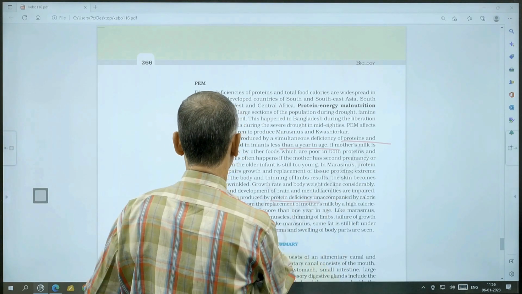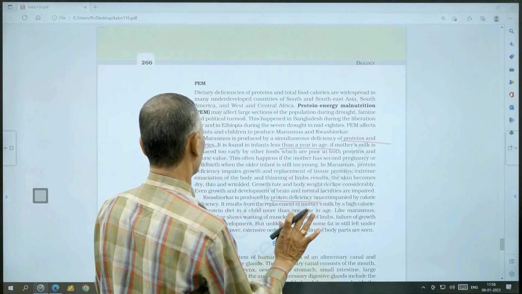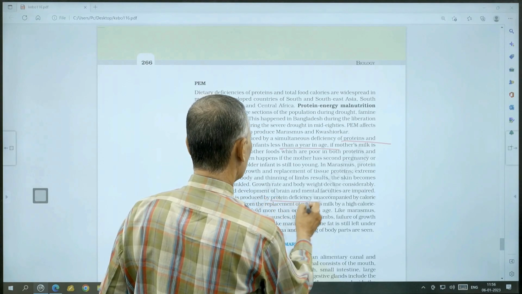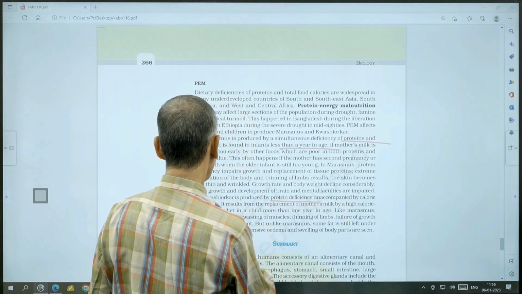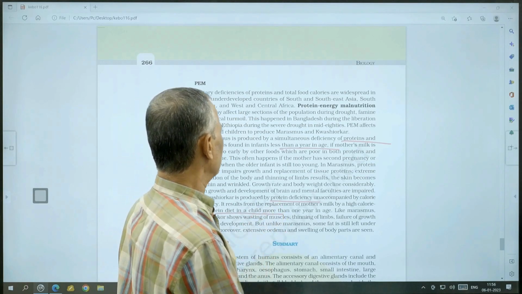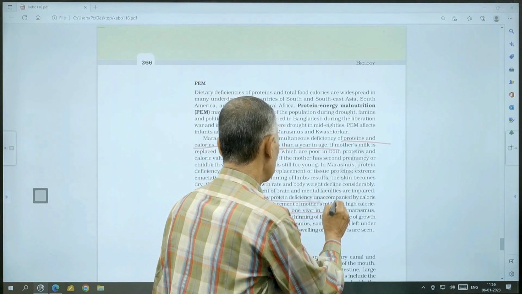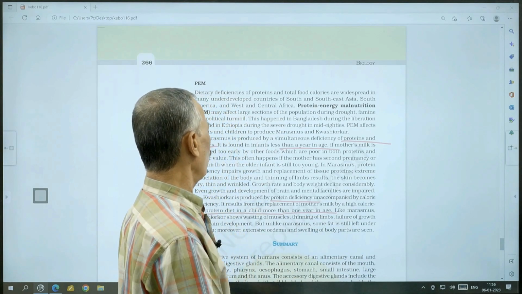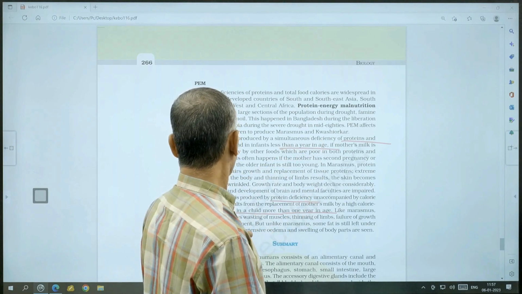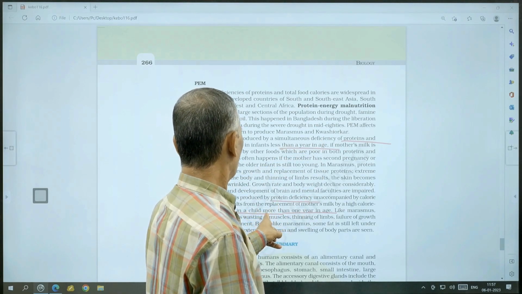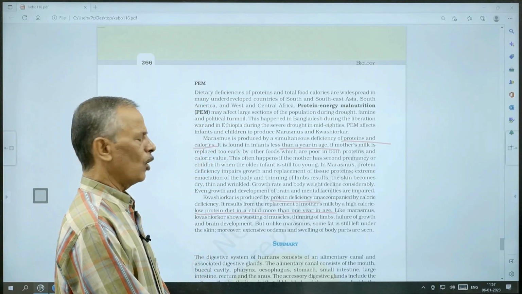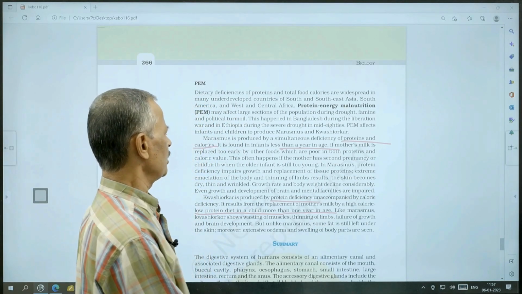There is no calorific deficiency. This mostly occurs by the replacement of mother's milk by a high calorific, low protein diet in the child. Marasmus is common for children below 1 year, less than 1 year. Here in kwashiorkor, the children are more than 1 year in age.